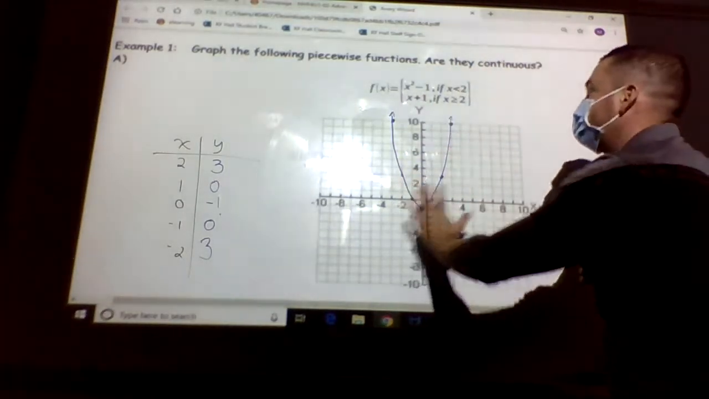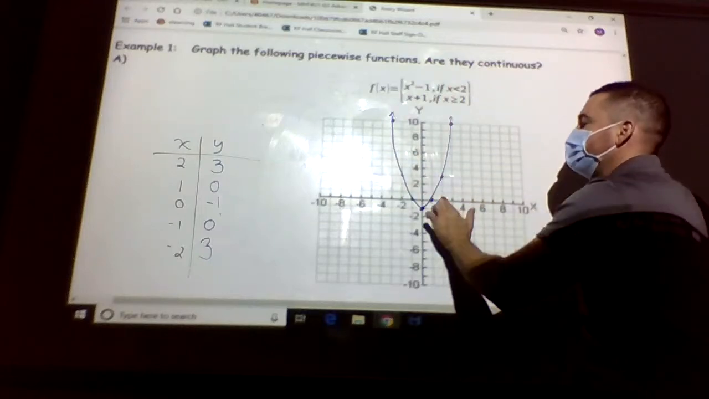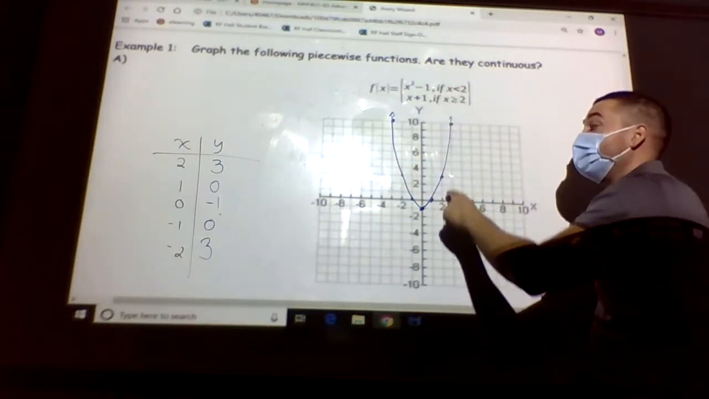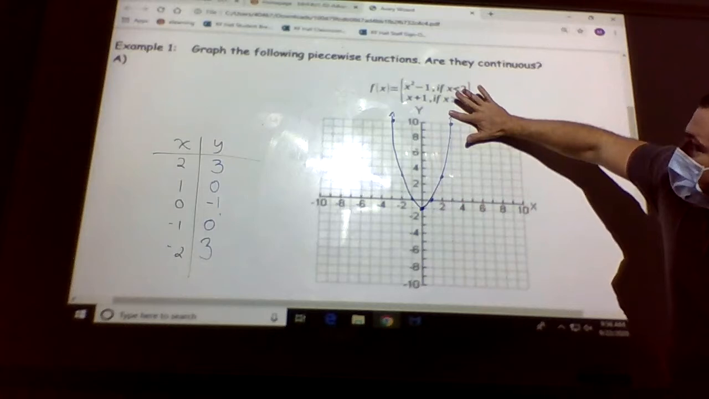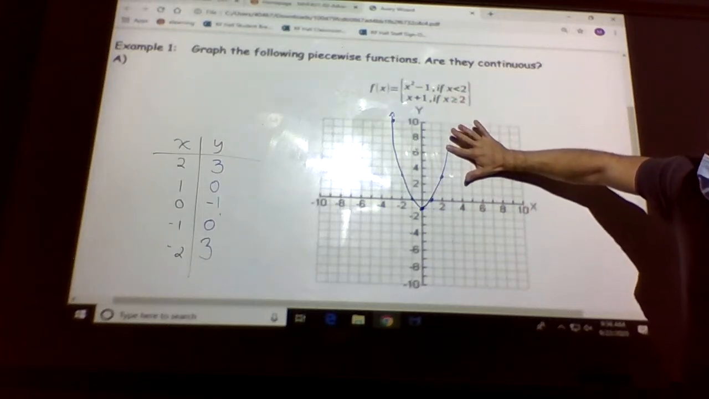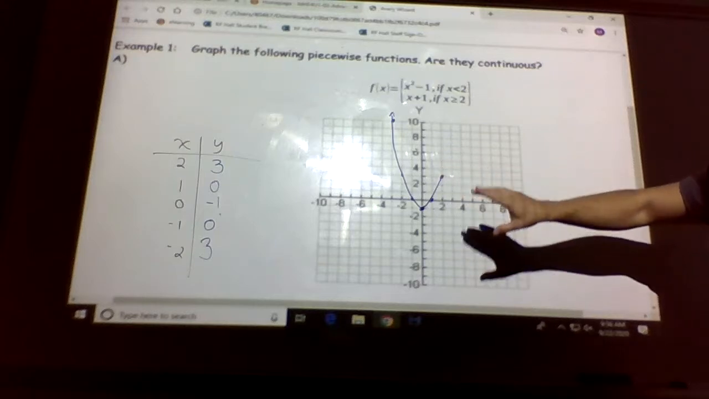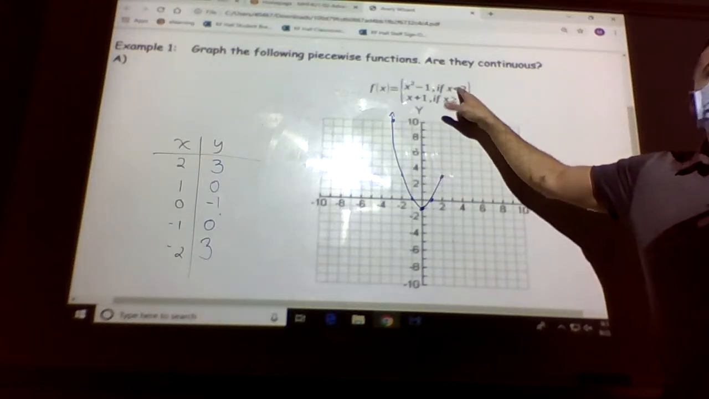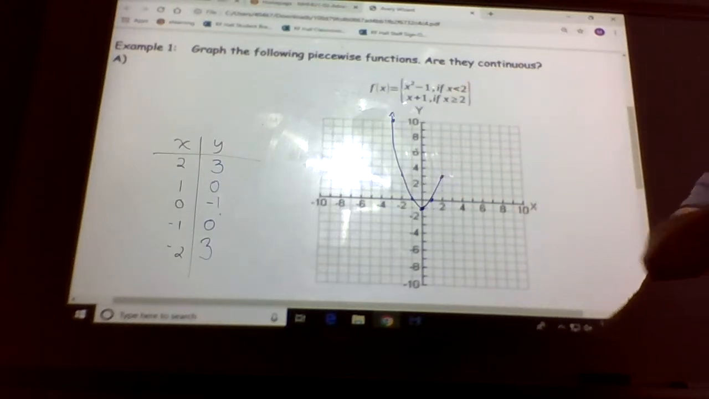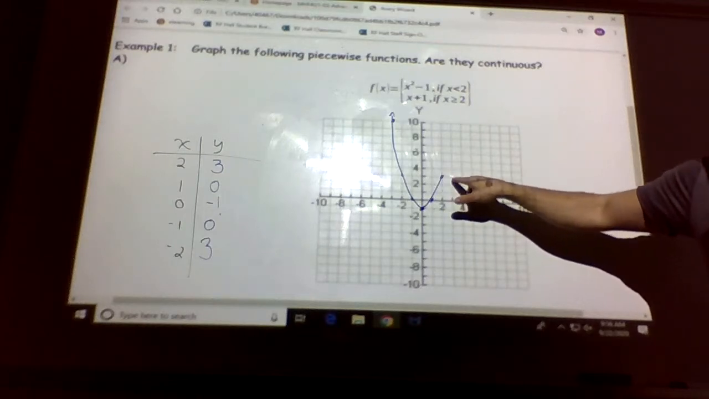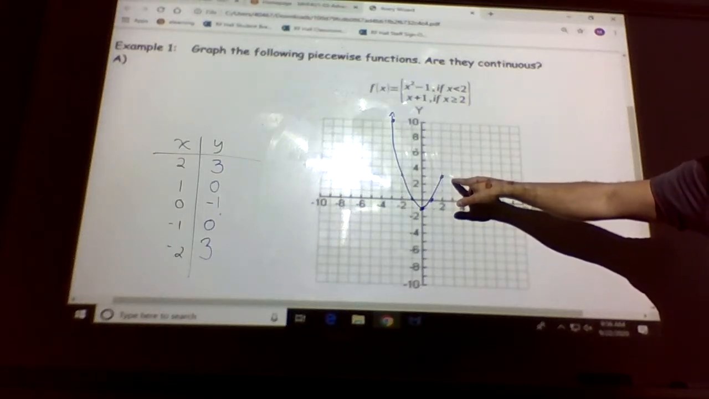Okay, but I graphed it, and it says it has to be the x values that are less than 2. So I can't have these values because these are greater than 2. So I erase this piece. Okay? If it says less than 2, but not equal to, what should I do with this dot here, this point? Who said it? Valentina?